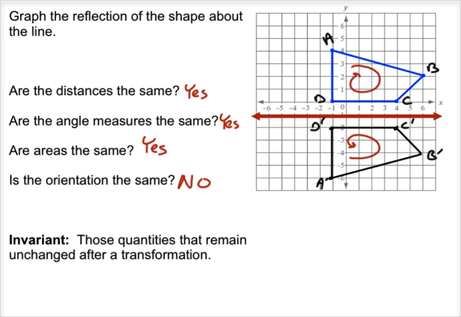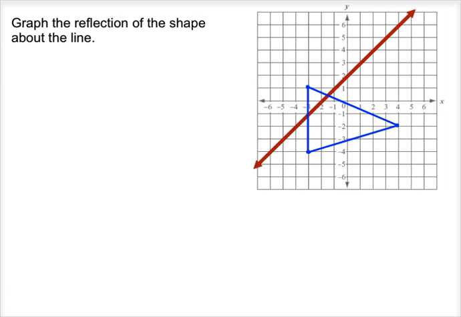The last part. Invariant are those quantities that remain unchanged after a transformation. So for this problem, the ones that are invariant, that remain unchanged, well, the areas are unchanged, the angle measures are unchanged, and the distances were unchanged. So those 3 quantities would have been invariant for the reflection.